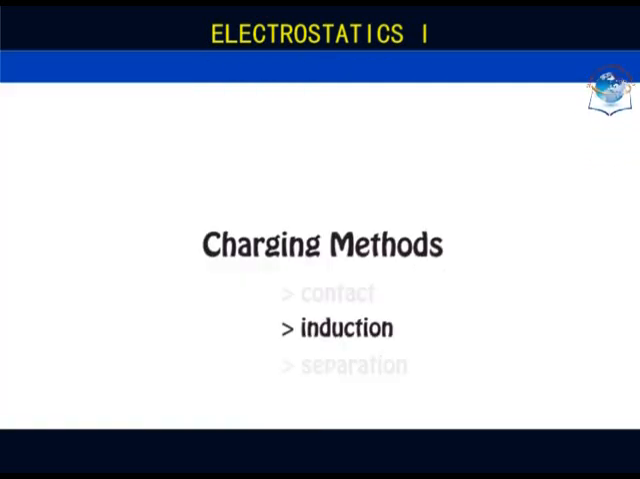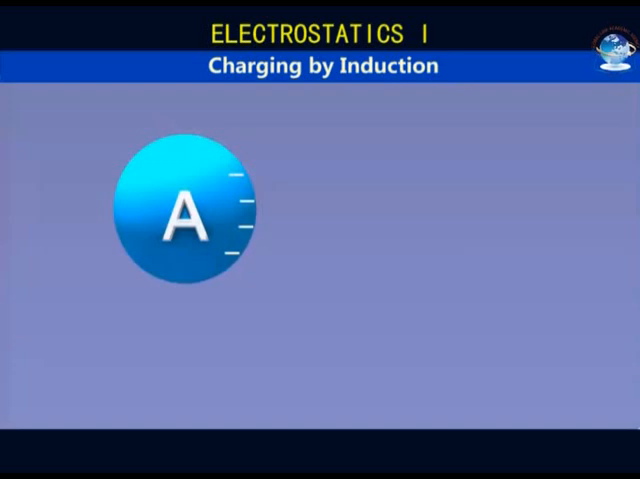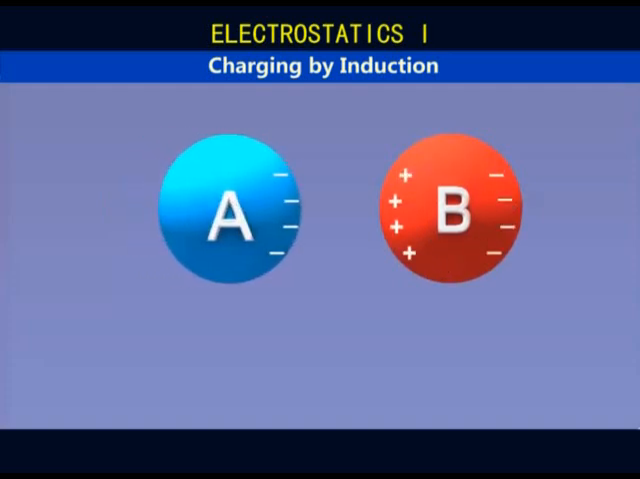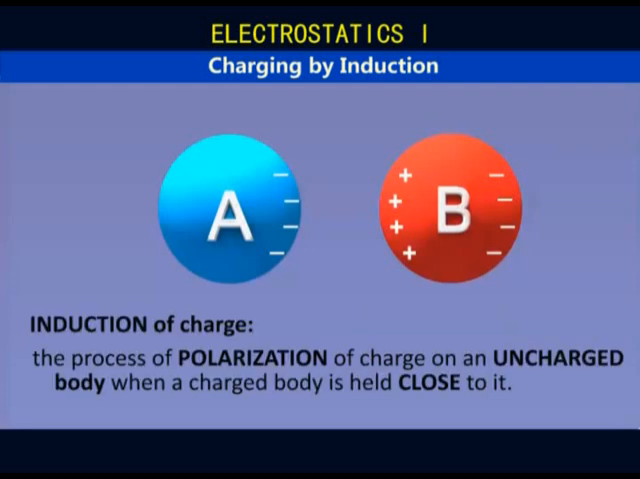Next, charging by induction. When a charged object A is placed near an uncharged object B, A induces an unlike charge on the near side of B and a like charge on the far side of B. We call them induced charges because they have been created by repulsion forces. In this case, the charges inside B are only polarized and no transfer of charges has taken place. This process of polarization of charge on an uncharged body, when a charged body is held close to it, is called induction of charge.